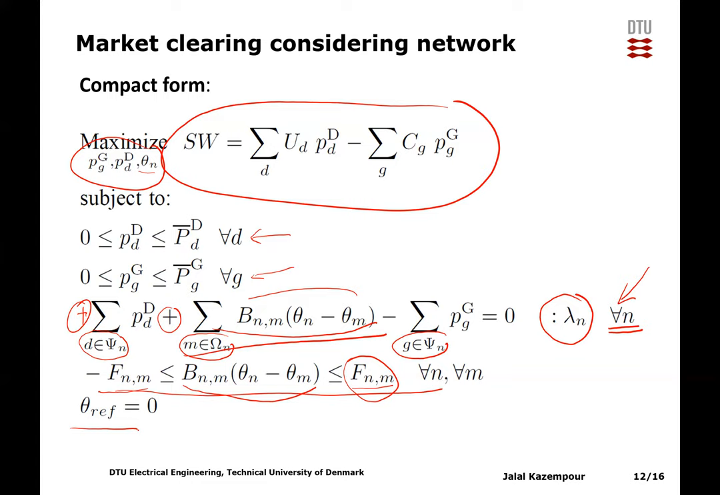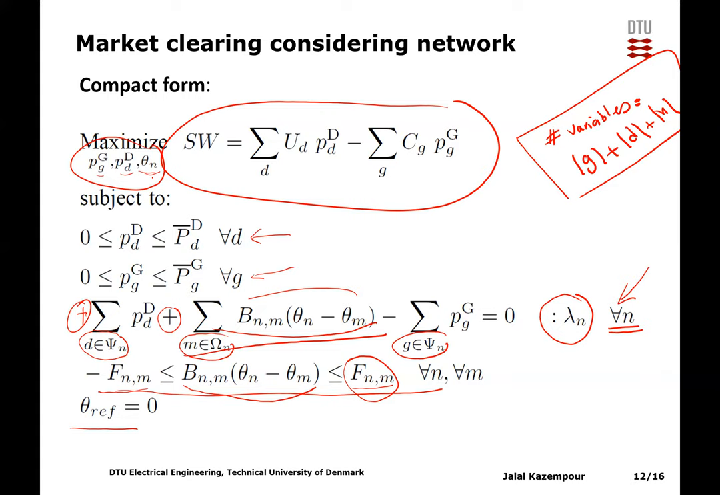Okay, can you help me to derive the number of variables and the number of constraints? One of you? Number of variables first. These are our variables, yeah? So that would be the number of generators plus the number of demand sites. Yeah. Plus the number of nodes or buses. Thank you so much. Yes, this is the number of variables: 1 per generator, 1 per demand, 1 per node. Thank you so much. Number of constraints?